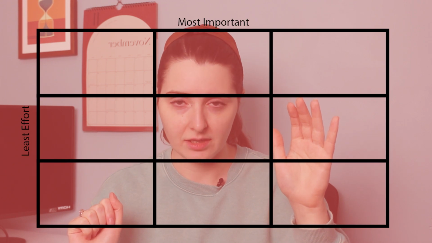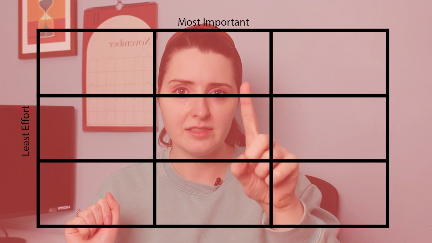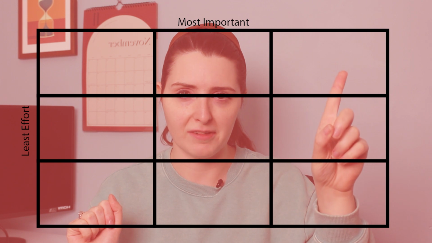And basically the 9-square method works like this. You make a list of the things that you want to do, probably for a particular category like work or home or taking care of yourself. And then once you have that list, you draw a grid. 3 squares on top, 3 squares in the middle, 3 squares on the bottom. In the top, you list your most important tasks from least amount of effort to most amount of effort.